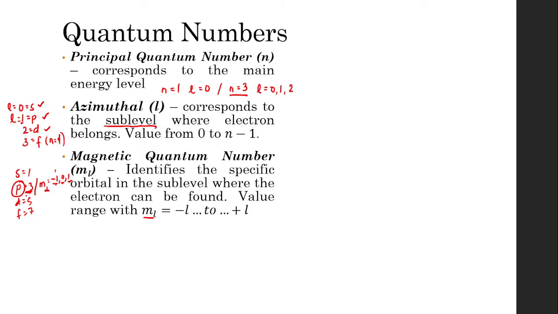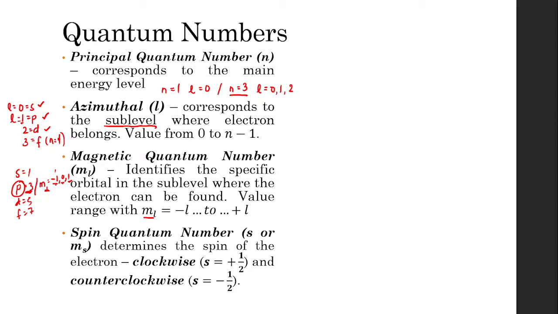So if you notice, these numbers are basically the ones we discussed earlier. Your principal quantum number is your main energy level. Your azimuthal is your sublevel, while the magnetic quantum number is the specific orbital, where each orbital can have at most 2 electrons in it.